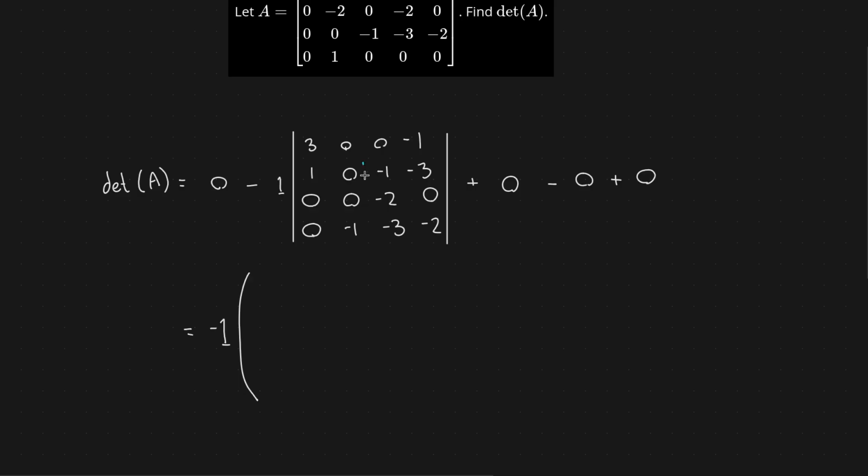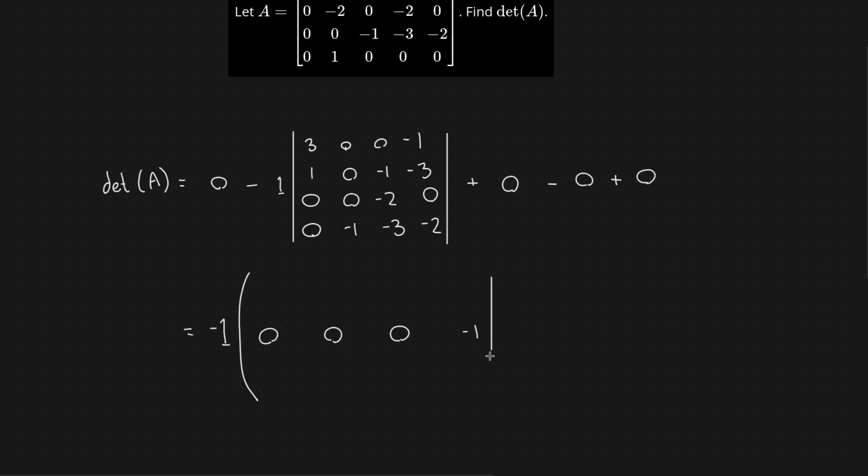So if I expand along the second column, notice the first 3 are just zeros, so the cofactor expansion for those are just 0. So 0, 0, 0. And then the last one is negative 1. And then if I cancel out the row and the column, the determinant of what's left, I get 3, 0, negative 1, 1, negative 1, negative 3, 0, negative 2, 0.